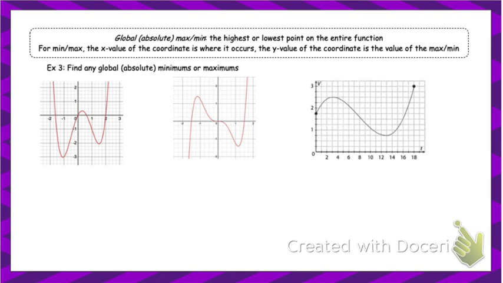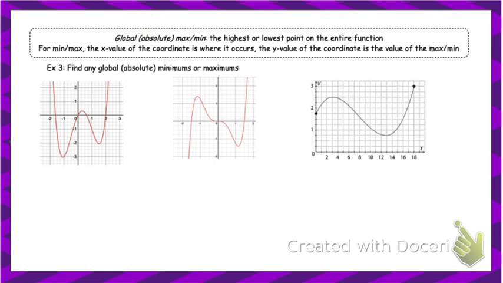So what we're going to talk about are mins and maxes. Now, we've already talked about a specific type of min or max called the global or absolute min or max. Those two words can be used interchangeably. And that is the highest or lowest point on the entire function. You saw these on quadratics and you saw them on absolute value. It's the absolute highest or lowest point on the entire graph.